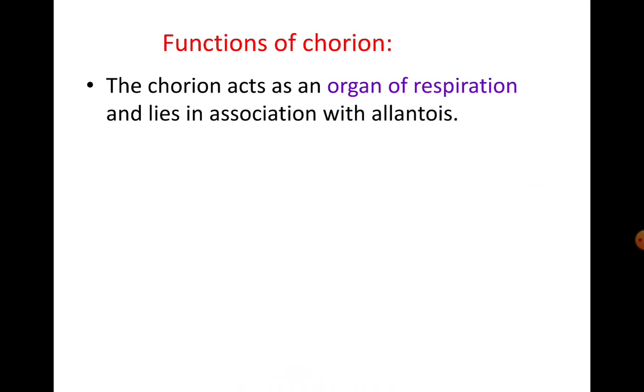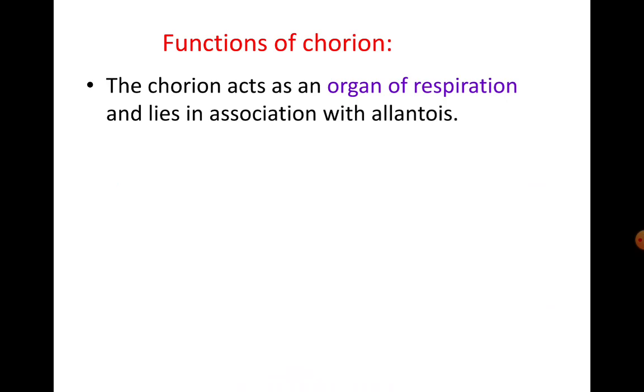Now chorion acts as an organ of respiration, and it lies in association with allantois, the next embryonic membrane that we are going to discuss. And since it gets closely associated with allantois, it forms a chorioallantoic membrane. The main function of this is respiration. So the yolk sac helps in nutrition, supplying nutrition to the embryo. It aids in the digestive and the absorptive process.